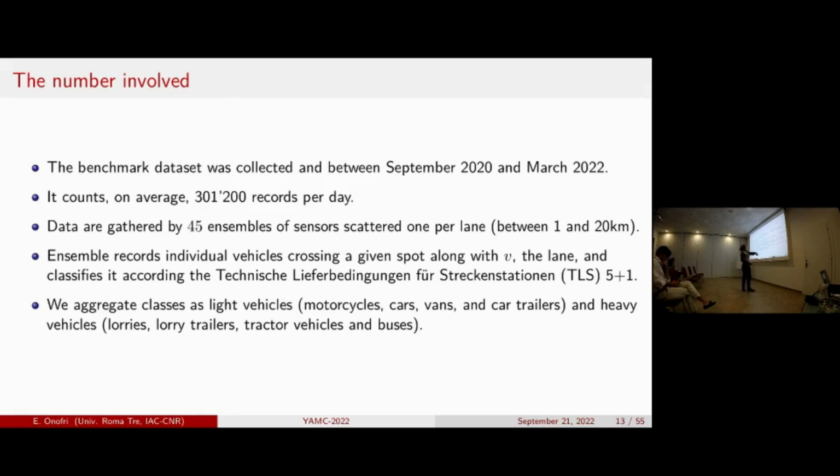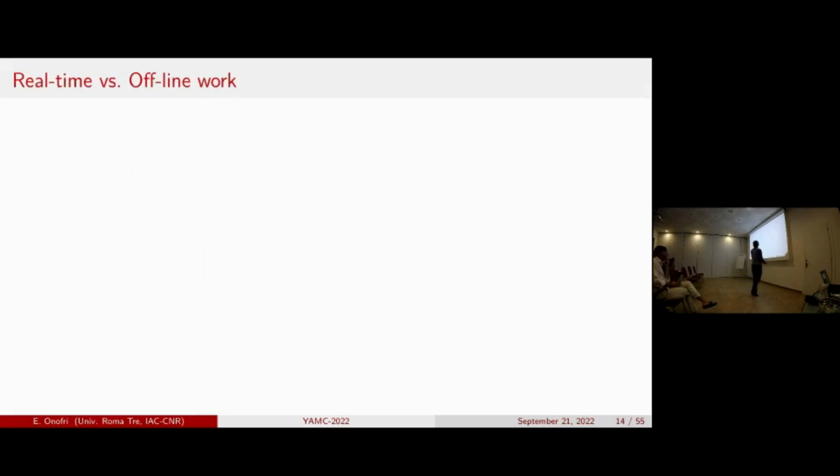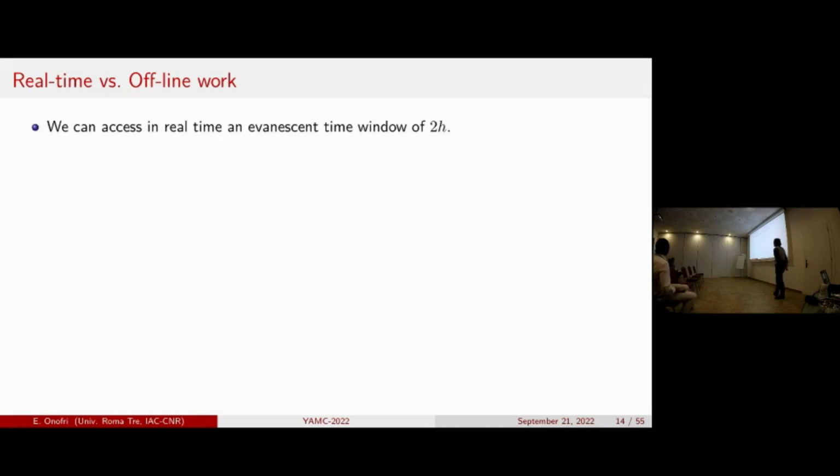So real time versus offline work is a very important point here, because we can access in real time an evanescent time window of 2 hours. Then the data are no longer available. So in real-time prediction, our time window of analysis is only 2 hours. Of course, the sensors record the data, they give it to us to make analysis, and then they burn it. No, I'm joking, of course.